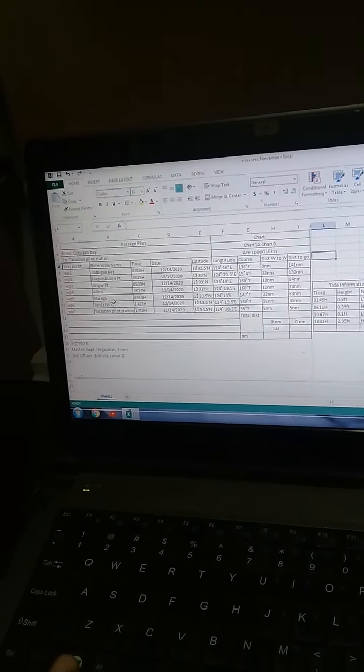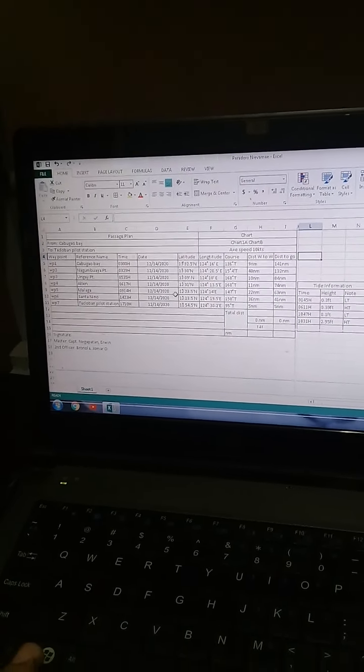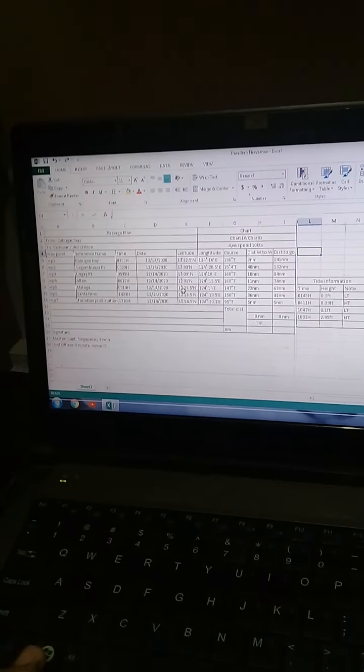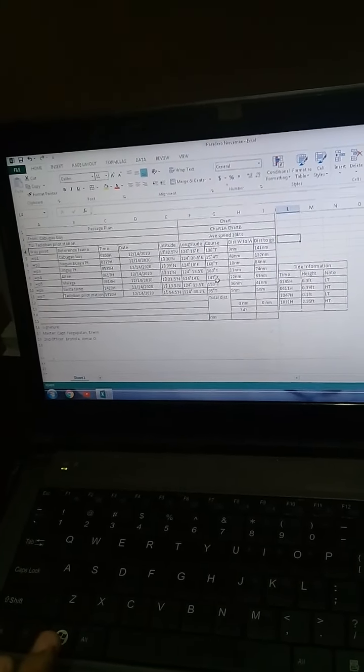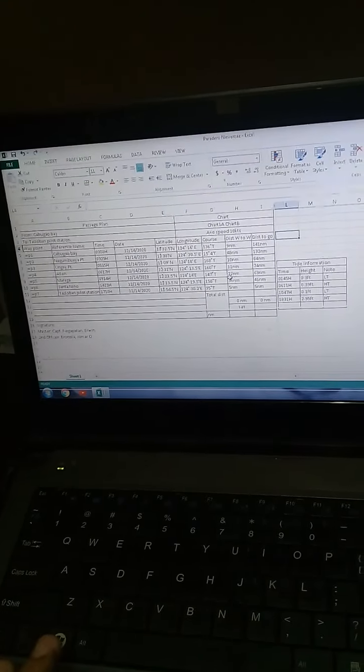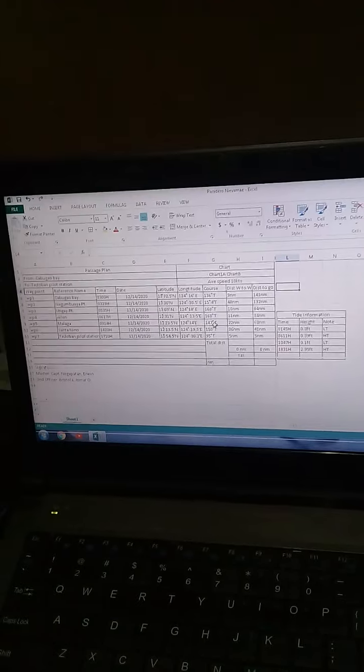Waypoint 5 is Malaga, which is 0914 hours, date the same, and latitude of 12 degrees 23.5 minutes north, and the longitude of 124 degrees and 14 minutes east, and course of 147 degrees true, and distance of 22 nautical miles.